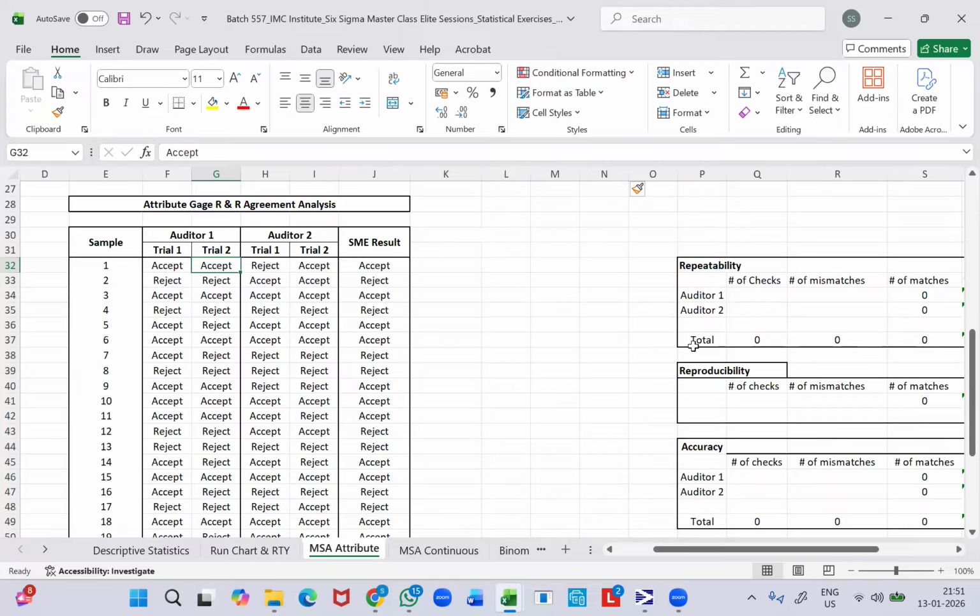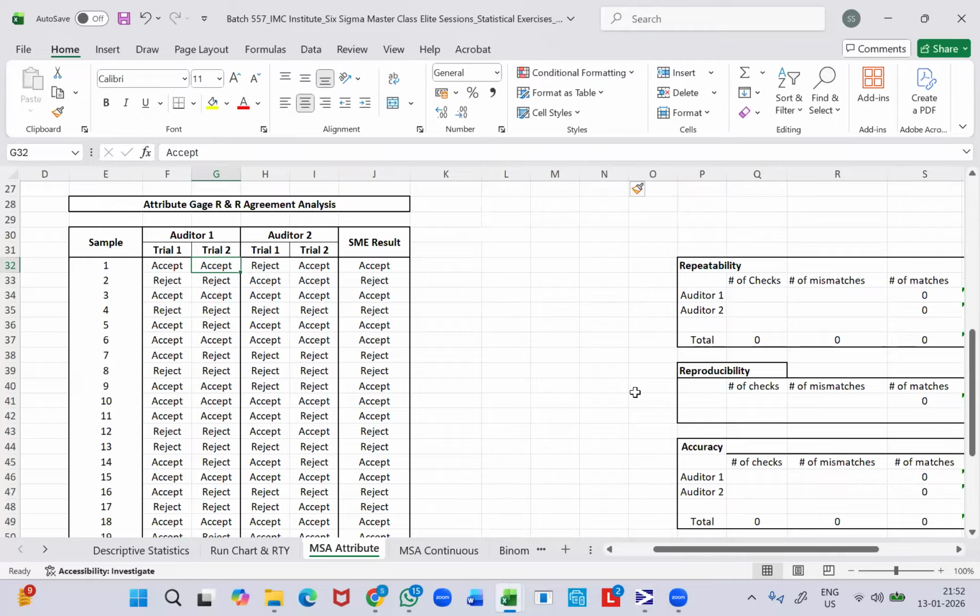So let us calculate all these 3 metrics, specifically the variation percentage. Repeatability is a metric in a positive sense. That means the matching percentage has to be projected as repeatability. So to what extent an auditor is able to repeat the same result that he gave for trial 1 for trial 2 as well for a particular sample. So that is what is repeatability.